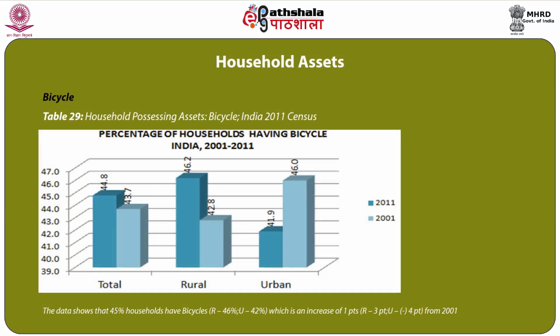Bicycle. Table 29, household possessing assets, bicycle, 2011 census. The data has been represented graphically here, and it shows that 45% households have bicycles, in rural 46%, in urban 42%, which is an increase of 1 point. In rural areas 3 points and in urban areas negative 4 points from 2001.